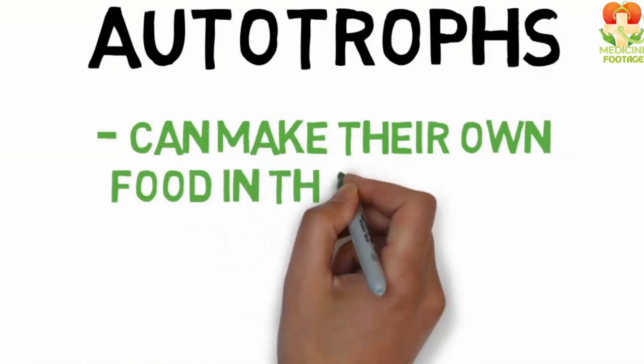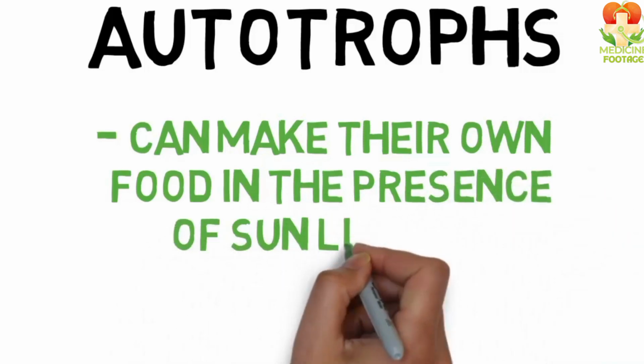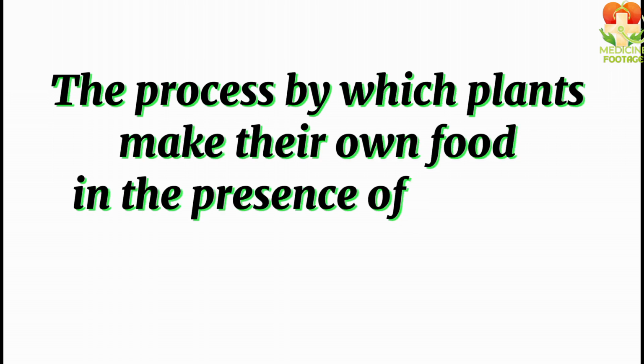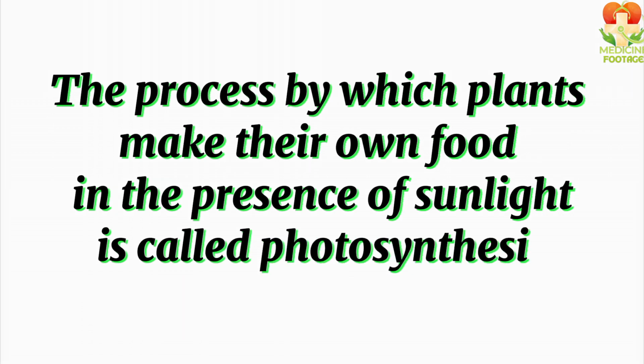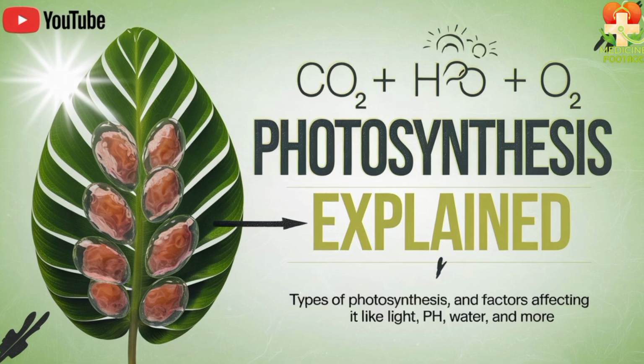Autotrophs are living beings that can produce their own food in the presence of sunlight. Sunlight is essential for autotrophs. The process by which plants make their own food in the presence of sunlight is called photosynthesis. I have created a detailed lecture on photosynthesis. You can watch this lecture on my channel or through the link in the description.